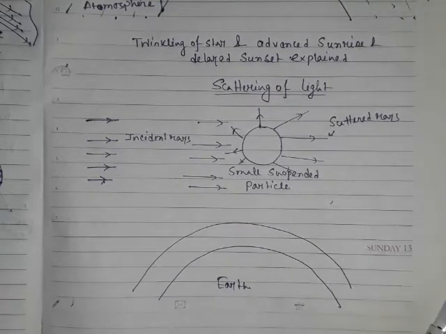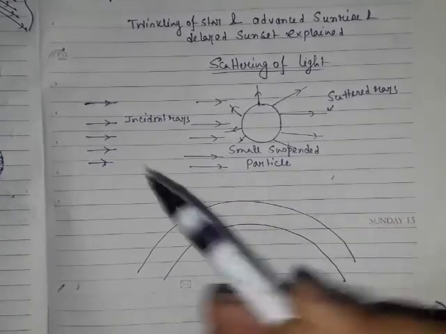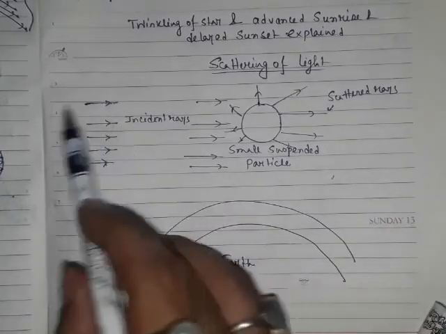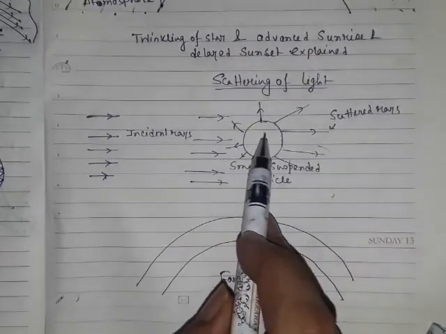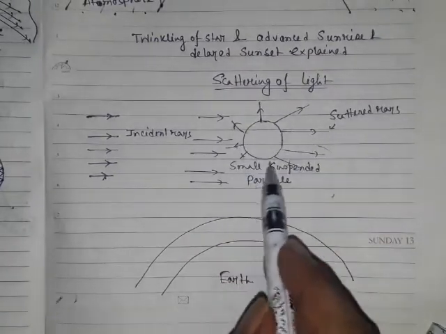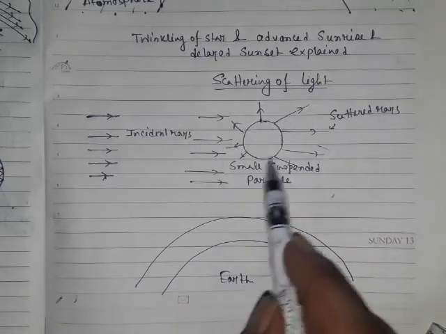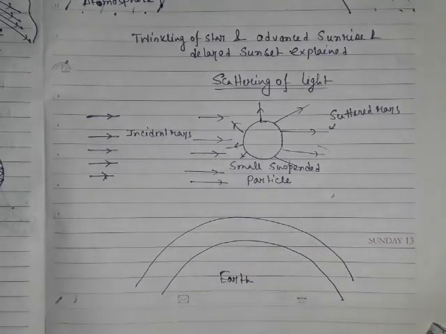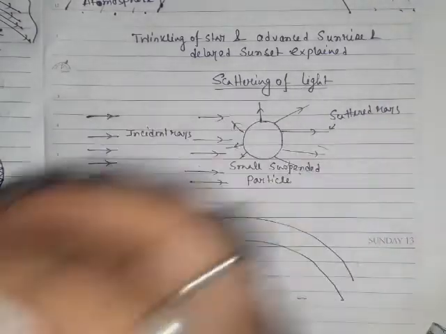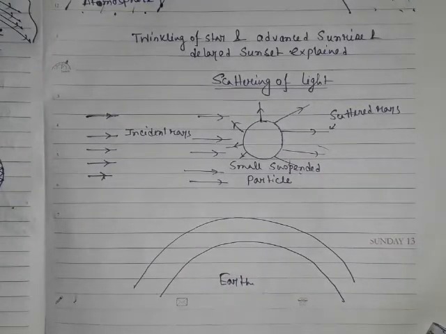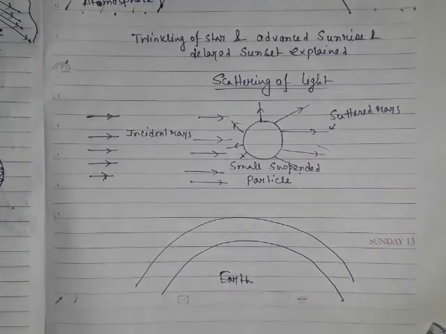Now here I have shown an example. These are the parallel rays coming from the sun, and here is a small particle present in the atmosphere. So what is happening to this particle? This particle is taking these parallel rays, absorbing them, and when it re-emits them, it re-emits these rays in all possible directions, and this phenomenon is called scattering.